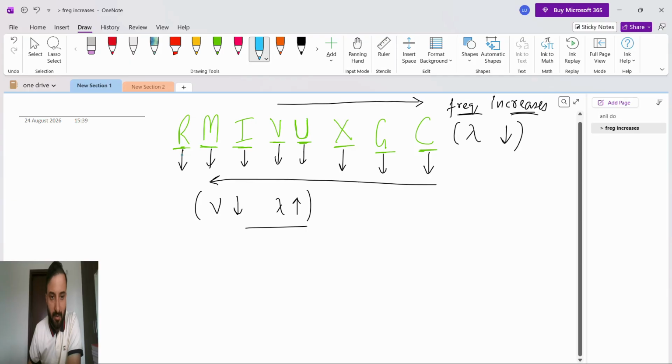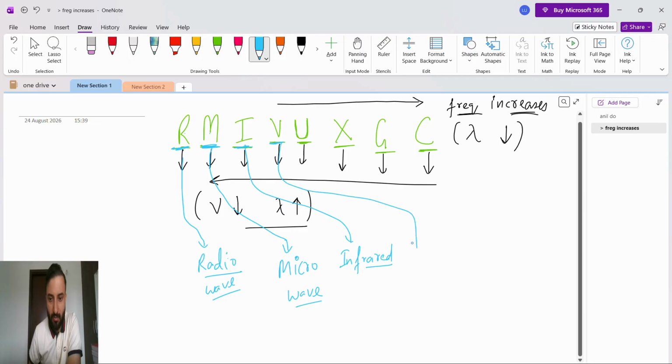ठीक है, अब नाम लिखेंगे guys. See, this is a radio wave. रेडियो में मैं वचन देता हूं, रेडियो में M means micro, this is a microwave. Okay, radio wave, then microwave, रेडियो में I means infrared, infrared. Okay, रेडियो में आई वचन, V means visible.